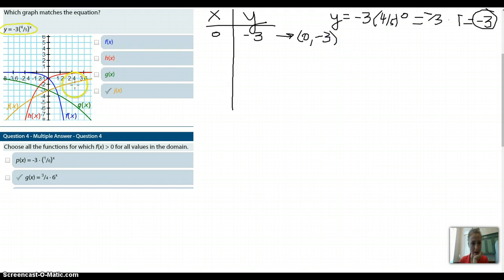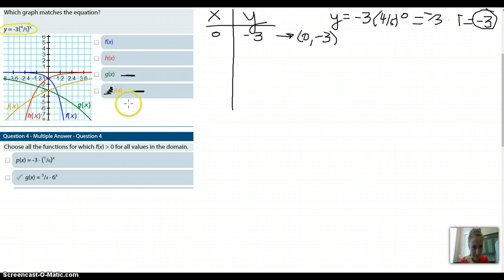So now we look at our graphs and see which of them have this point. When x is 0 and we go down 1, 2, 3, all right, there's only 2 candidates now. We know that it's got to be this one or this one. We can ignore this check mark and pretend like we don't already know the answer.